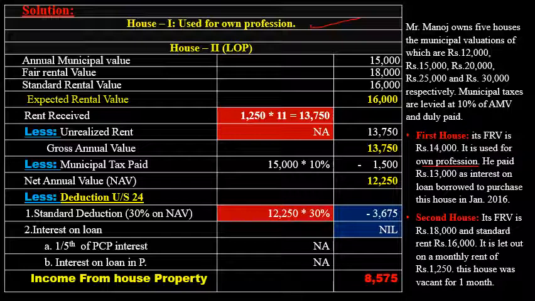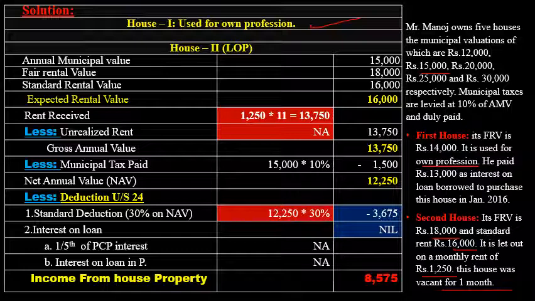Now the second house. The second house is a let out property. It has been let out on a monthly rent of rupees 1,250 and vacant for 1 month. So we will assess it as per the provisions of let out property. First, municipal value, it's 15,000, and fair rental value 18,000, standard rental value 16,000. The municipal values are given in the beginning. The second house municipal value is 15,000, fair rent is 18,000 and standard rent is 16,000.